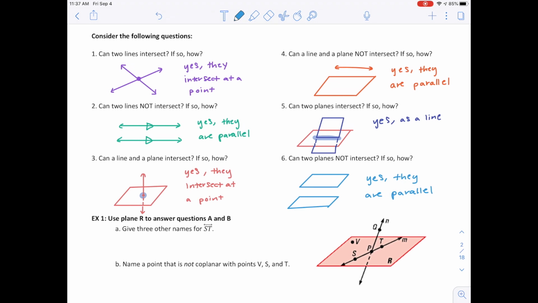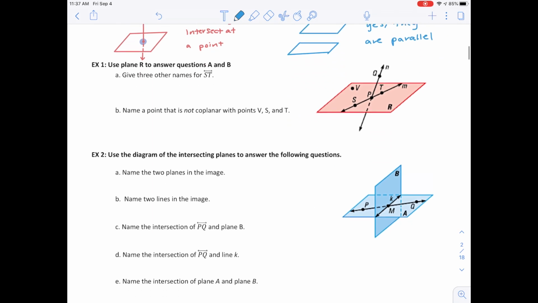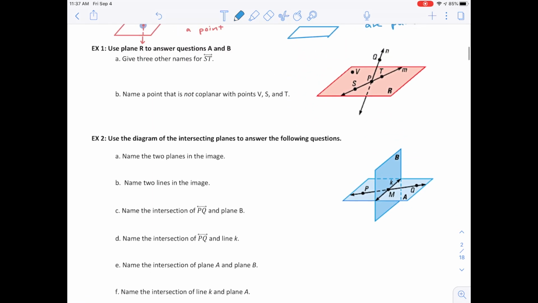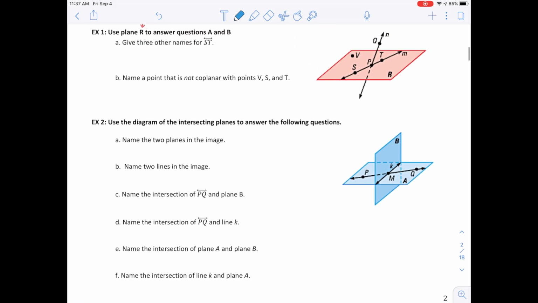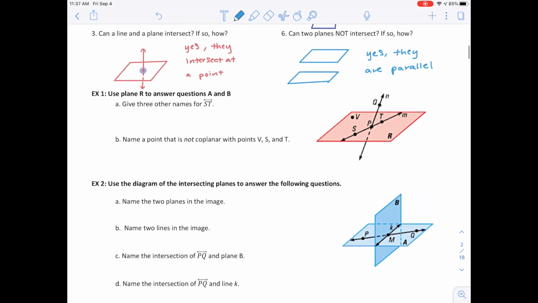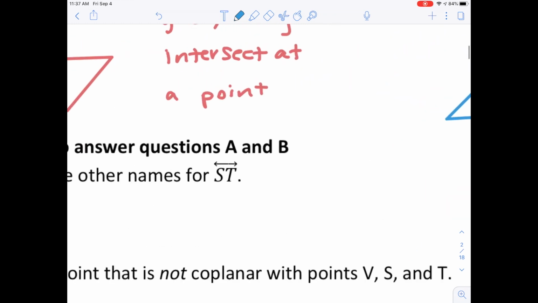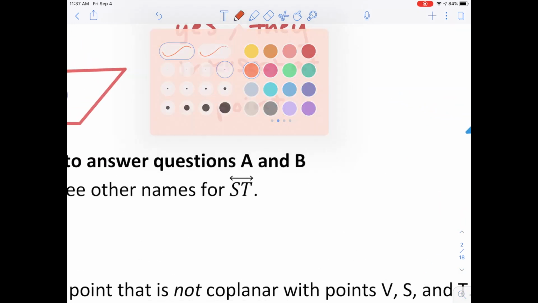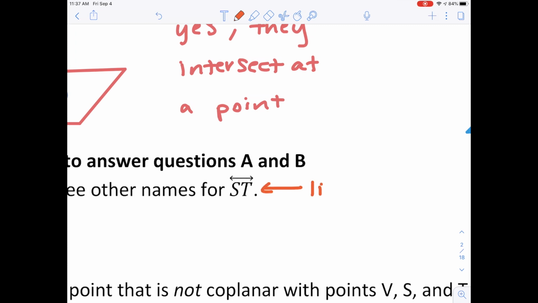So those are those sort of thought-provoking problems. And now we can move on. So we have 2 examples. These are just looking at figures and answering questions about them. So example number 1, use plane R to answer questions A and B. So first, give 3 other names for line ST. And again, that is what this means. Line ST.